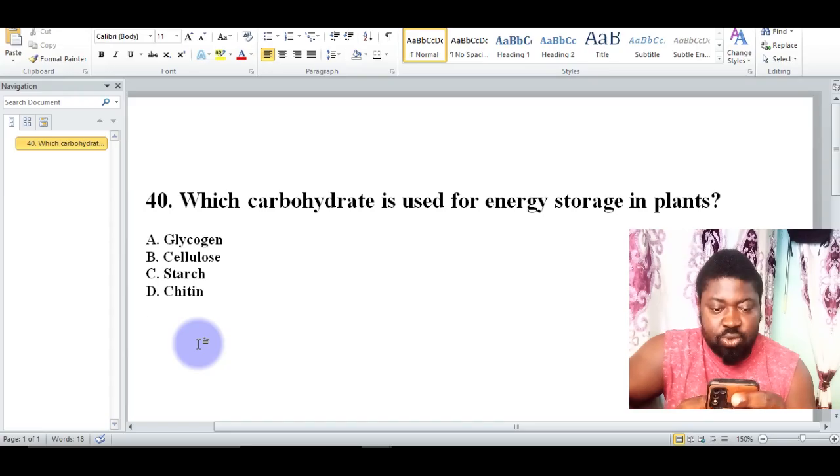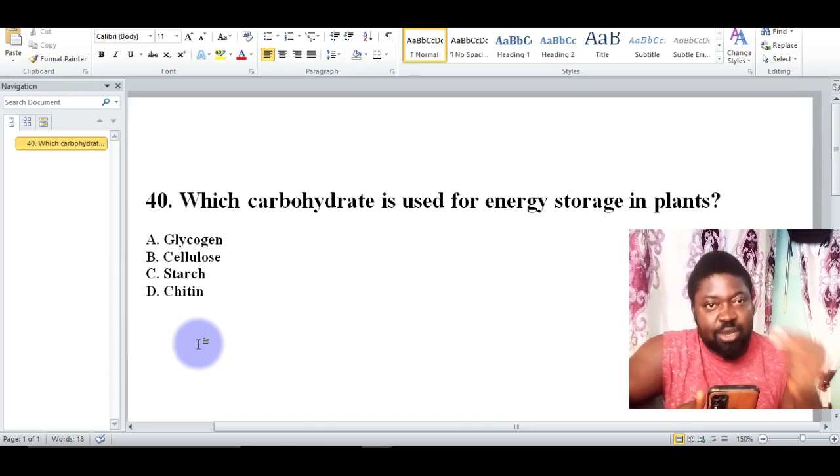Question 40, which carbohydrate is used for energy storage in plants? We have A, glycogen. B, cellulose. C, starch. D, chitin. Which is correct? In fact, the correct answer here is C, which is starch, because plants store glucose as starch, and therefore it can be easily broken down for energy when it is needed. When energy is needed, the starch will be broken down for energy release.